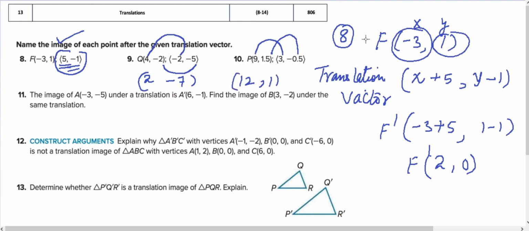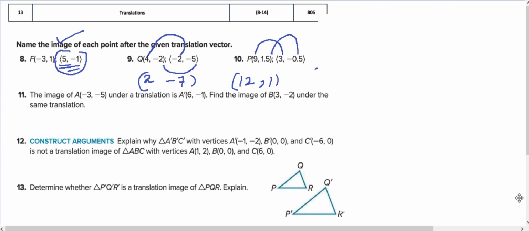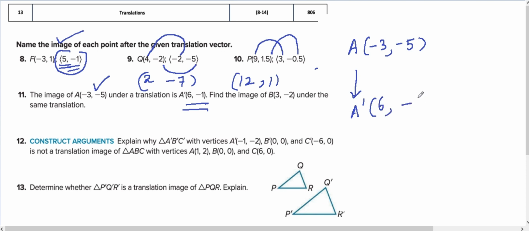So this is easy. Now look at question number 11. They are saying that A is given, -3 and -5, and its image A dash is already given, 6 and -1. So what is the translation vector? In this question, the pre-image is given and the image is given, but the translation vector is not given. So how do we find the translation vector?